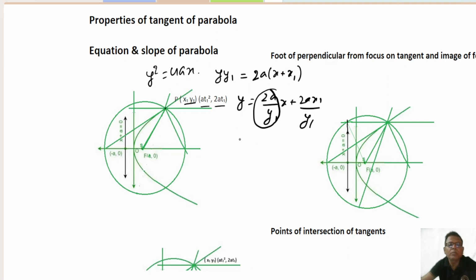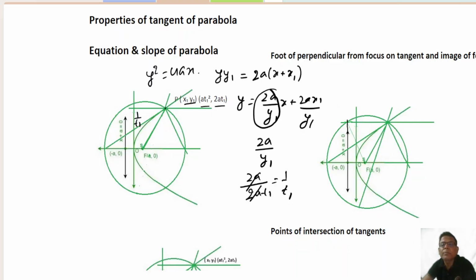So the slope is 2a by y1, and put y1 is equal to 2a t1. Then this will be 1 by t1. So the slope of tangent at any point x1, y1, or at1 square, 2at1, will be 1 by t1. This is the equation and slope of tangent to the parabola.